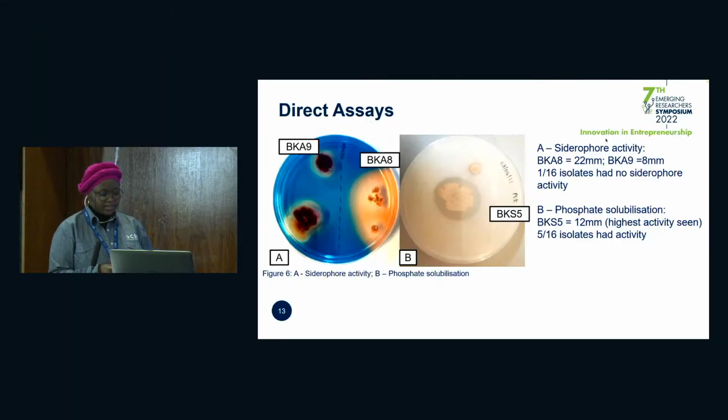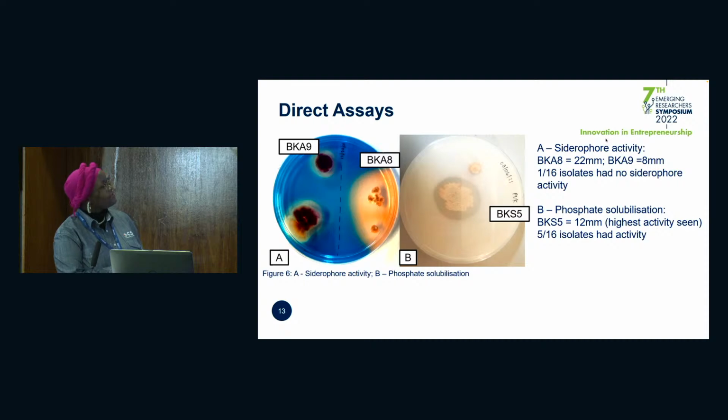And then figure 6B shows the phosphate solubilization, and the zone of hydrolysis around here shows the solubilization of the phosphate basically by the colony.